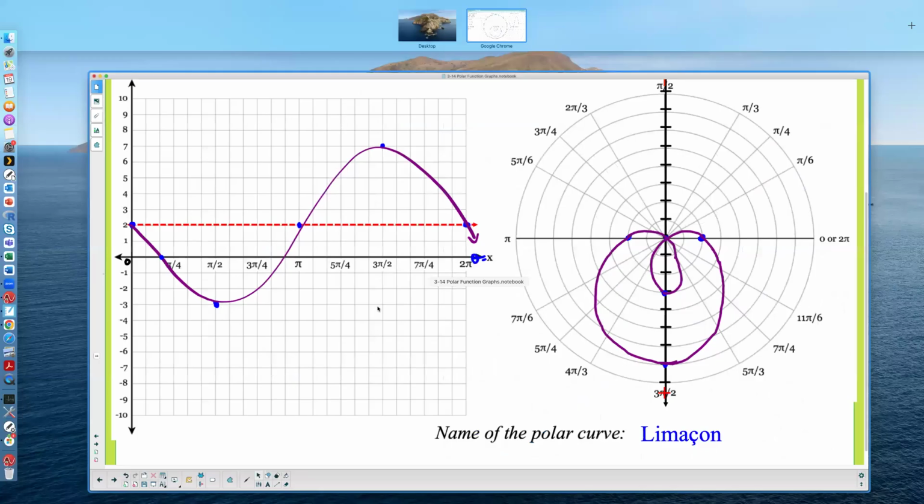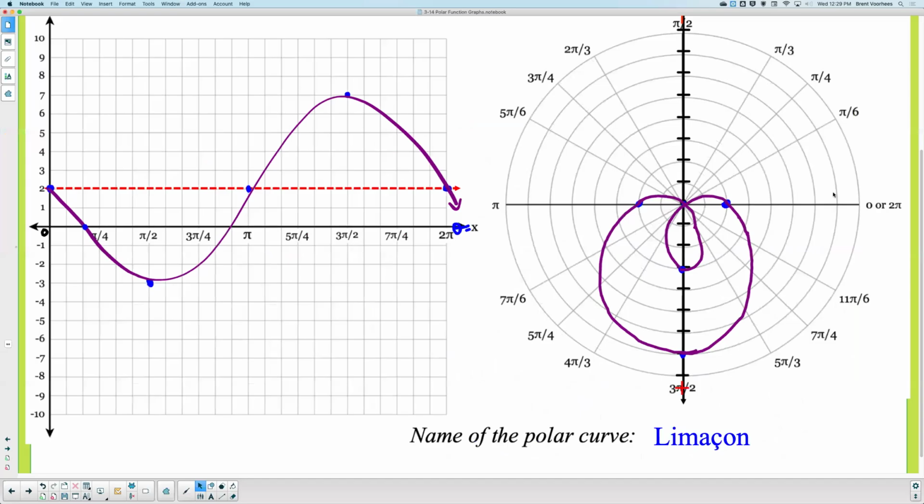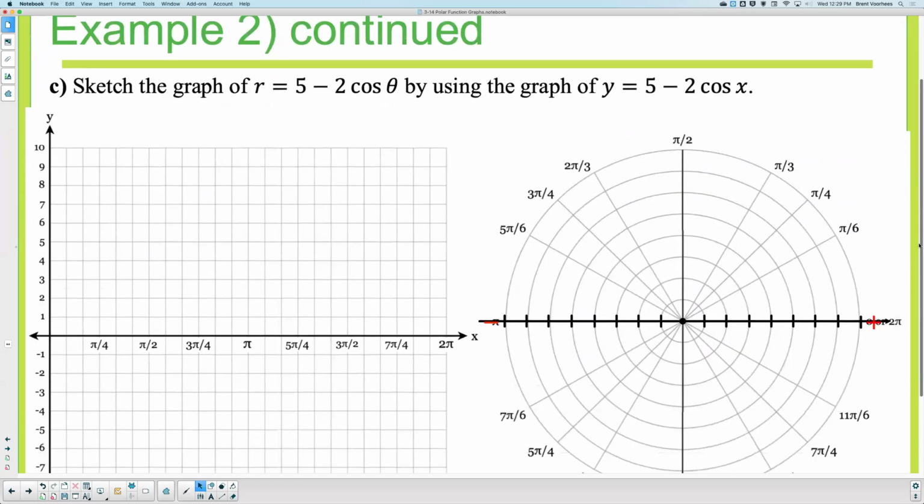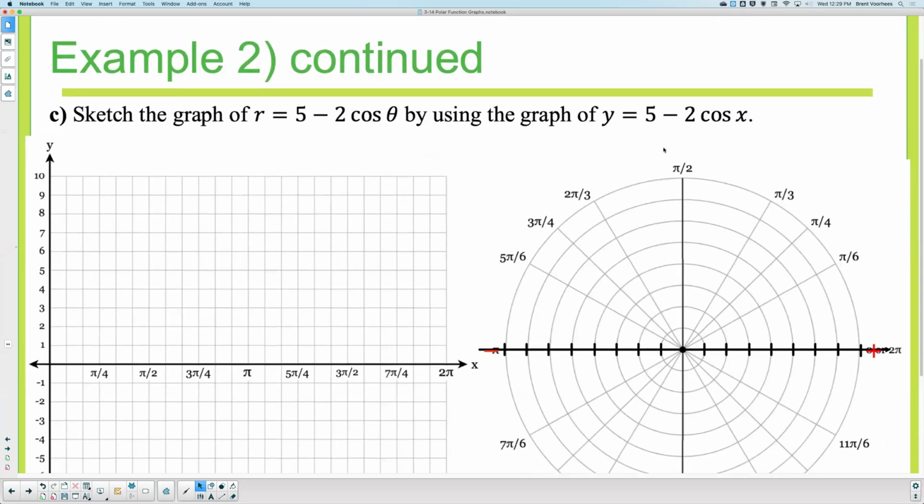All right, I have one more here before we totally switch gears. Let's do one more. What do you notice about this rectangular graph? What can you tell me about it? Midline's 5. The amplitude is 2. So let's add the midline. I go up to 5. I have a midline.